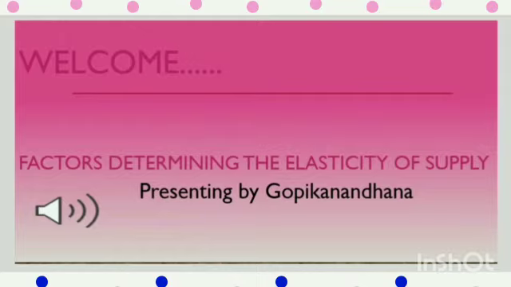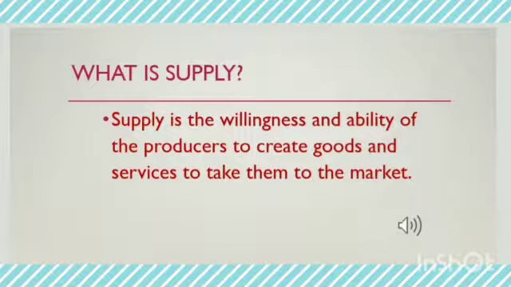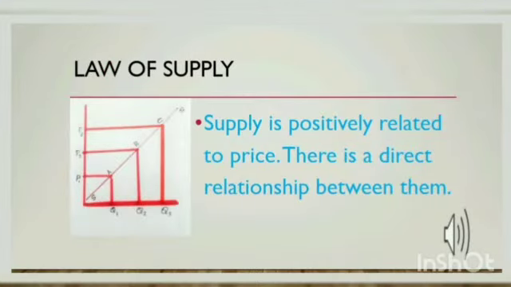Before going to the subject, we have to consider some of the relevant questions which form the base of this concept. The first question we have to take into account is, what is supply? Supply is the willingness and ability of the producers to create goods and services and take them to the market. The law of supply is a fundamental principle of economic theory which states that, keeping other factors constant, an increase in the price results in an increase in the quantity supplied.